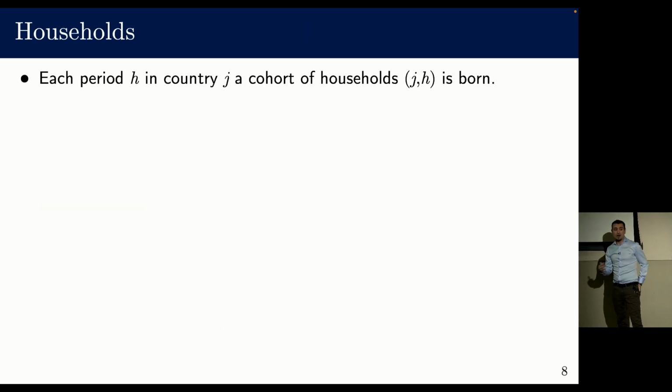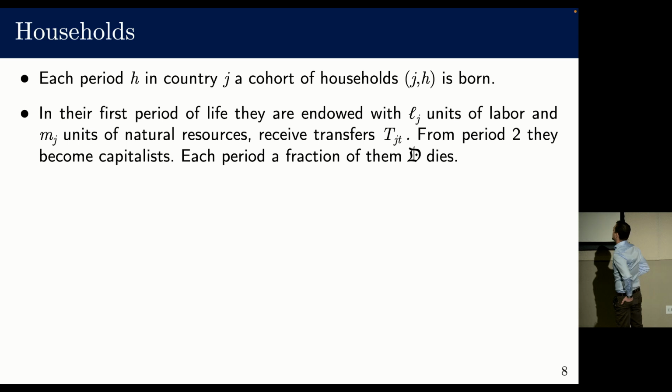Now, let's talk about the household side of the model. So in each period H, in each country J, there's going to be a cohort of households that is born. We're going to denote them by J, the origin country, and H, the year in which they are born. There's going to be a life cycle. So in the first period when they're alive, these agents are endowed with L_J units of labor and M_J units of natural resources, which they supply inelastically. They're also going to receive transfers from the government, which include the rebating of the tax rates.